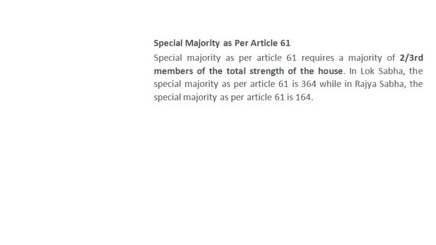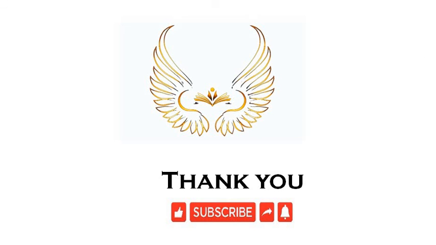The Article 61 requires a majority of 2/3 members of the total strength of the House. In the Lok Sabha, the special majority as per the Article 61 is 364, while in Rajya Sabha the special majority is 164. So the four types of the majority that we have discussed. This was the short and sweet topic. I hope you understand the types of majority, the absolute, effective, simple and the special majority very well.